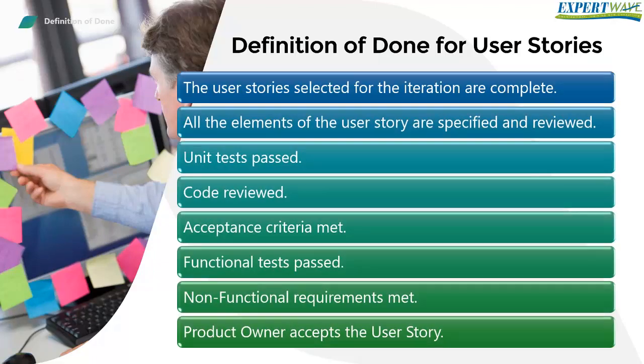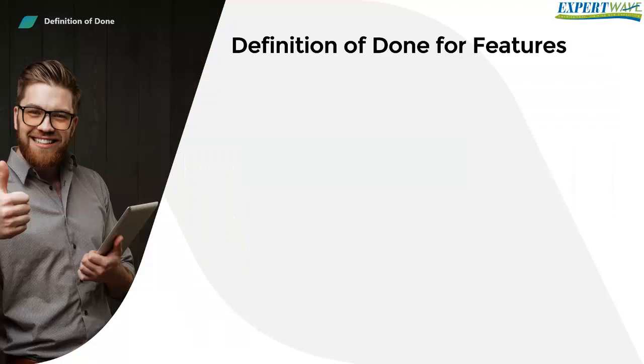The user stories selected for the iteration are complete, understood by the team, and have detailed, testable acceptance criteria. All the elements of the user story are specified and reviewed, including the user story acceptance tests. Unit tests passed, the code reviewed, acceptance criteria met, the functional tests passed, the non-functional requirements met, and the product owner accepts the user story.